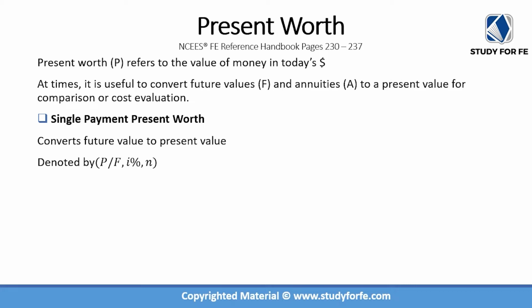So there are various factors that we will look at when it comes to each of these: present worth, future worth, and annuity. So the first factor for present worth is called the single payment present worth, which basically converts a future value to present value. So let's say somebody gives you $100 in future, so 10 years from now. So you'd be interested in calculating what those $100 are worth in today's dollars. As you know that money loses value over time, right? So the $100 10 years from now will actually not be the same as $100 today.